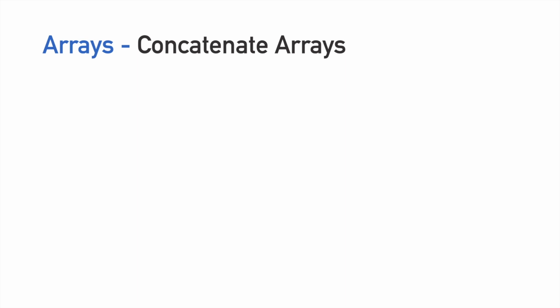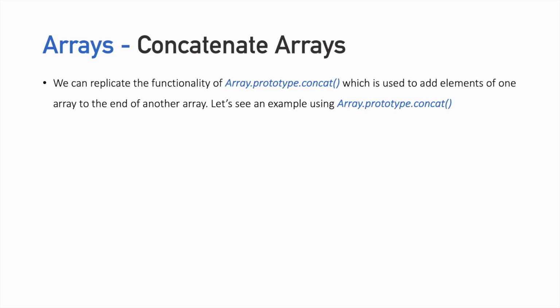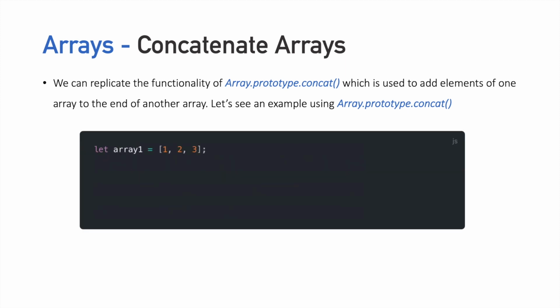Now let's see how we can use the spread operator to concatenate arrays. When we say concatenate arrays, we mean adding elements of one array at the end of another array. So earlier we used to do this using the function Array.prototype.concat, which provided the functionality to add elements of one array to the end of another array. So firstly, let's see an example of how we can concatenate arrays using the concat function. We have array1 with elements 1, 2 and 3, and we create another array, array2, with elements 4, 5 and 6.